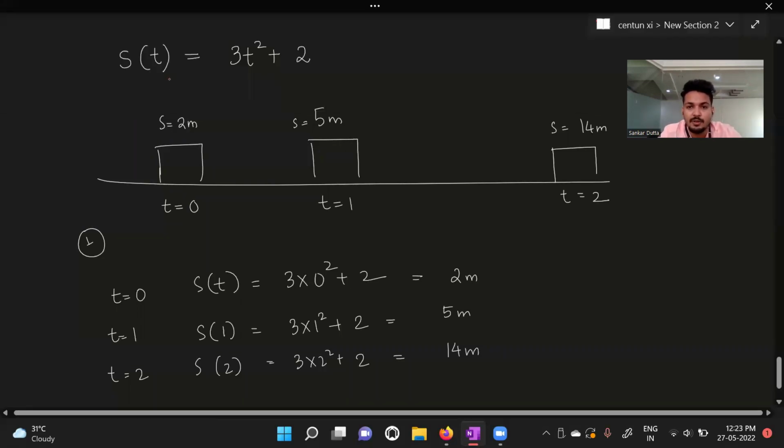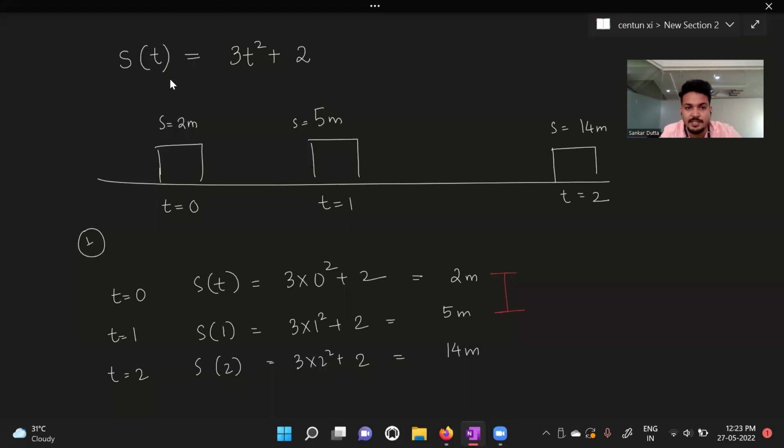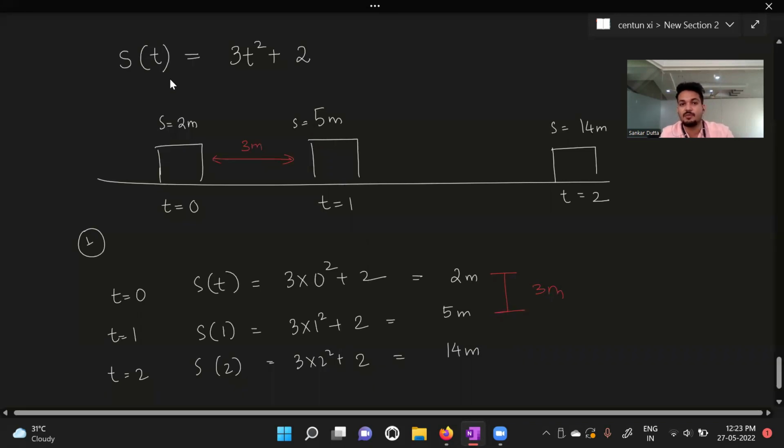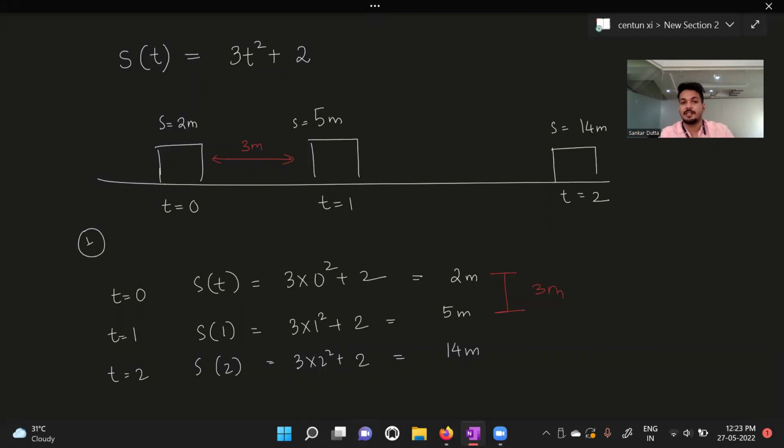if you look at the first second, 0 to 1 second, what is the displacement? It is 3 meters. 5 meter minus 2 meter is 3 meter. The body has traveled 3 meters in 1 second, right? But in the other second, t is equal to 1 to t is equal to 2, this body has traveled 14 minus 5, which is 9 meters, 9 meters in 1 second. So what will you tell? Is it 3 meter per second or 9 meter per second?